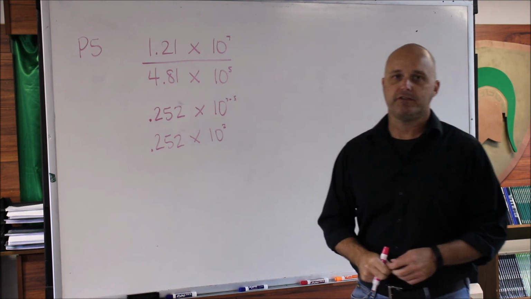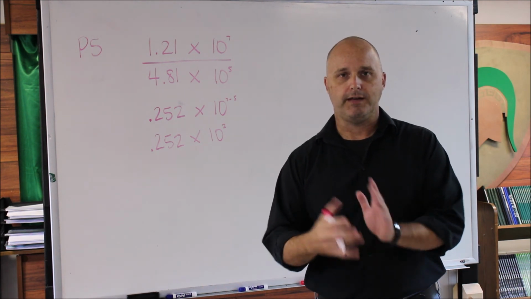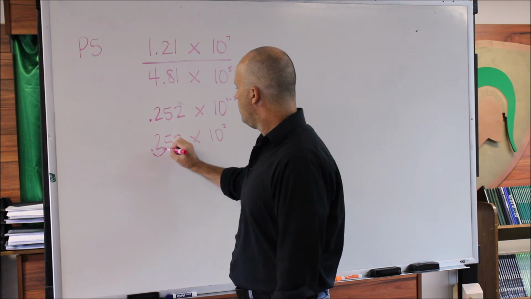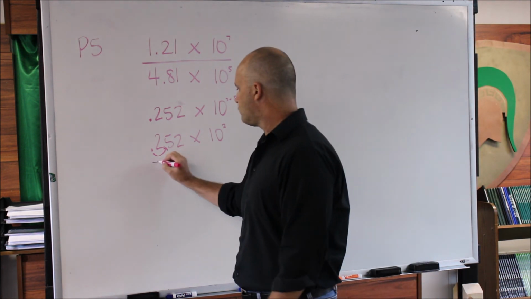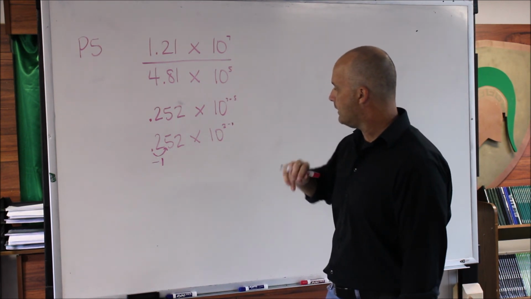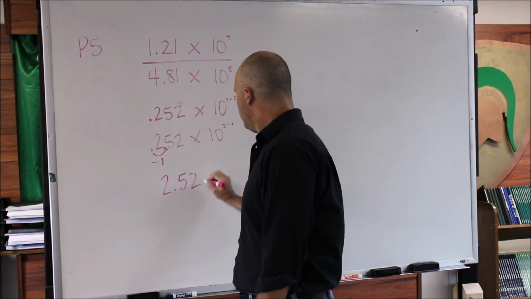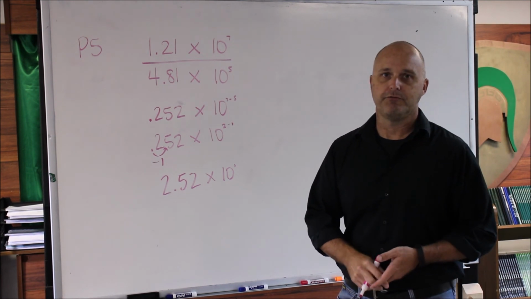Now what we want to do with this is remember that anytime we're doing scientific notation, we need that decimal point to be after the first number. So we're going to take that and move it one spot to the right. If we move it one spot to the right, that means we're going to subtract 1 from the exponent. And so now we're going to have 2.52 times 10 to the 1st. And that'll be your solution for this problem.